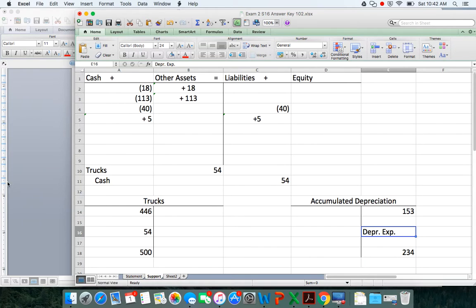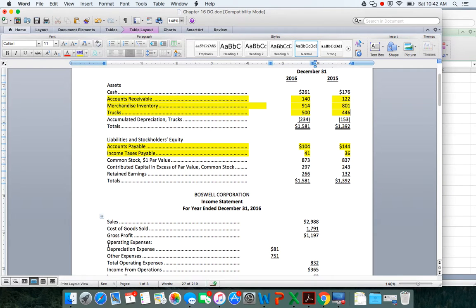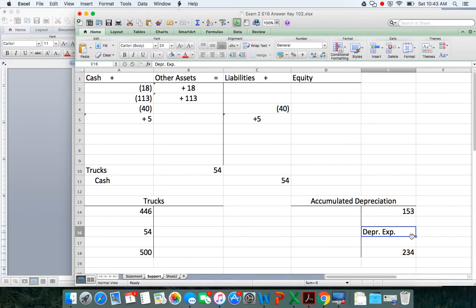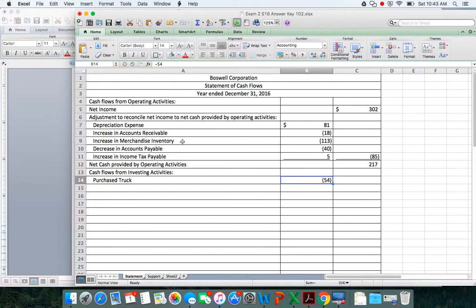If you remember, we know what depreciation expense is. Depreciation expense is shown to us on the income statement right here. So I know depreciation expense is 81, so I'll fill in that 81 right there. Then I'll just make sure it works. I'll do the math right beside it. The beginning balance was 153. I increased it for depreciation expense of 81. That results in an ending balance of 234. So it matches. I know that 81 depreciation expense does not affect cash. That's the whole reason I had to remove it from net income up in that operating activity section.